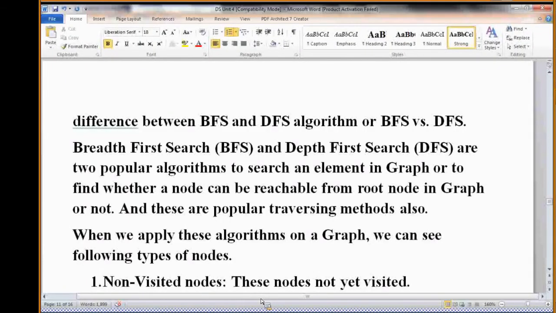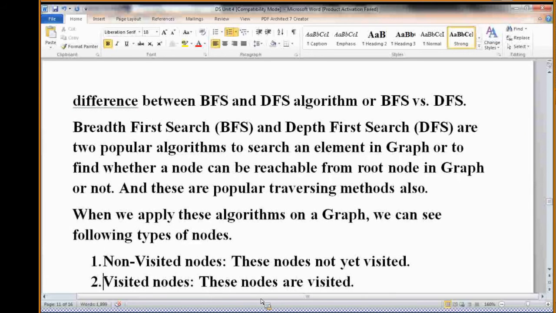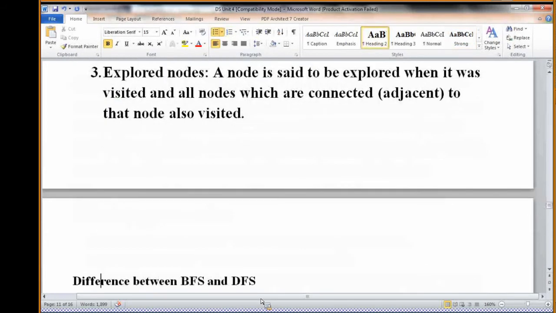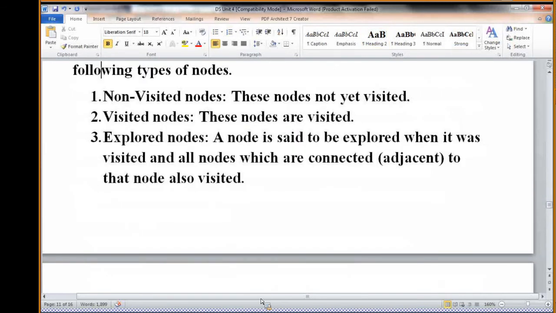Now we'll see the difference between BFS and DFS algorithms. BFS and DFS are two popular algorithms to search an element in a graph, or to find whether a node can be reachable from the root node in a graph or not. These are popular traversing methods. When we apply these algorithms on a graph, we can see the following types of nodes, which we will keep in mind while writing the algorithm: non-visited nodes, visited nodes, and explored nodes.